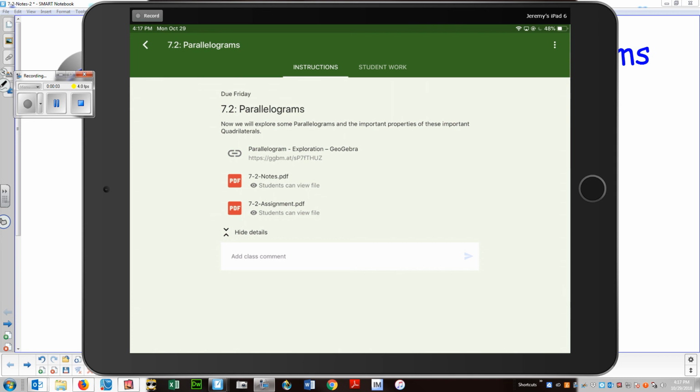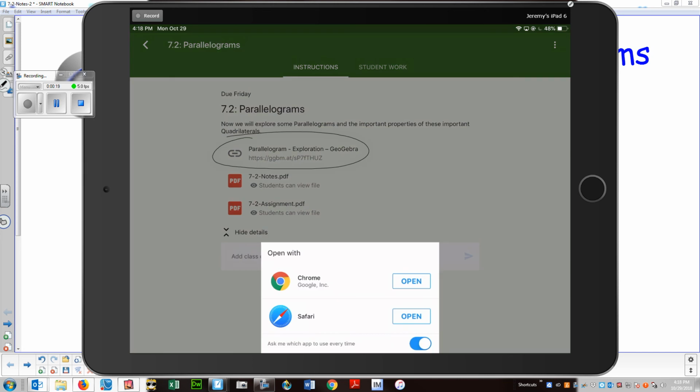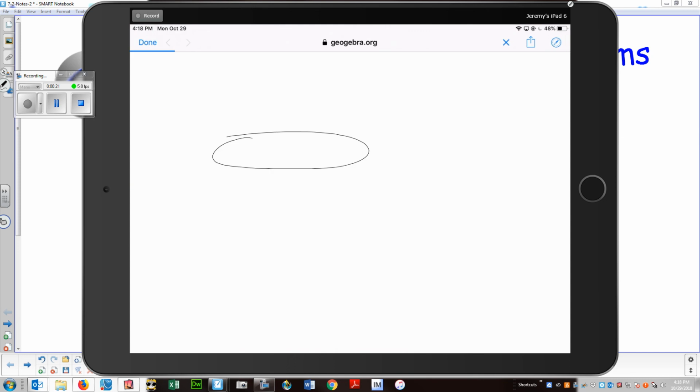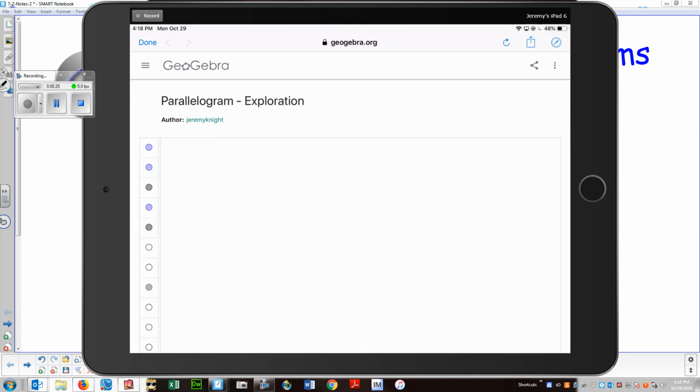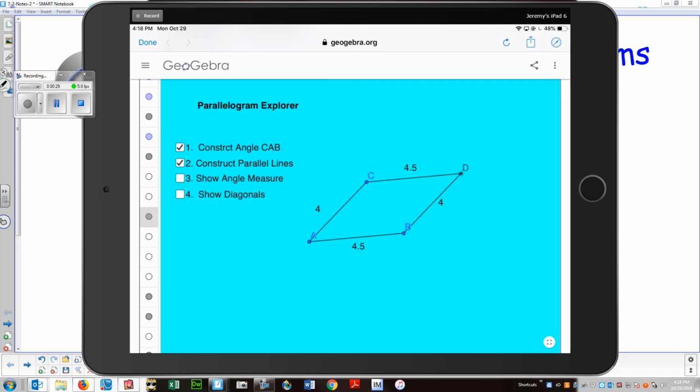Today we're going to look at some parallelograms, and so we're going to start by looking at an exploration. So go to Classroom, and in Classroom go ahead and open up this link for a parallelogram exploration in Geogebra. You can click on that, click on Open in Safari, and what you'll get is a parallelogram here that you can move around.